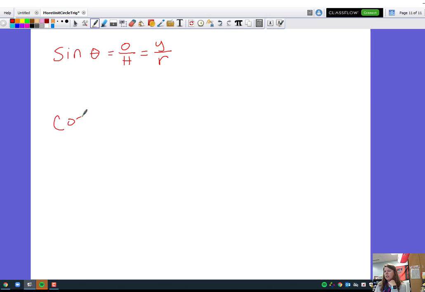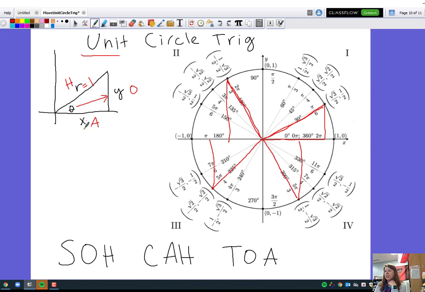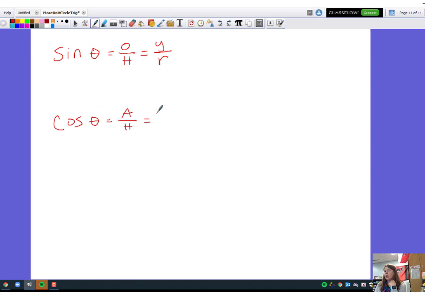Then we have cosine of theta is equal to adjacent over hypotenuse. That's going to be my x value, my adjacent, over my hypotenuse, which is r on my unit circle. So this would be x over r. And then tangent of theta is opposite over adjacent. Opposite was my y value, and my adjacent is my x value, so here we have y divided by x.